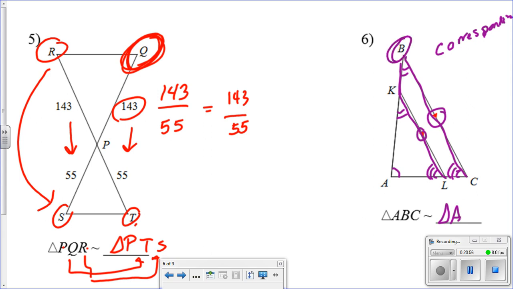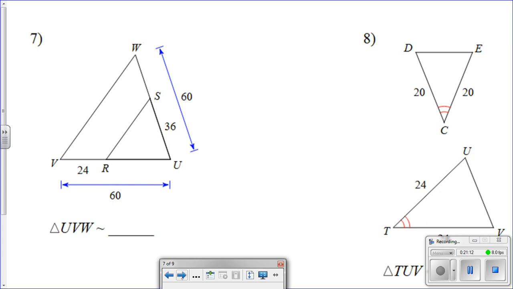Okay, so A in the big triangle is congruent to A in the smaller triangle. What corresponds with B? Well, hopefully you're looking going, oh, it must be K. So since B is second, K must be second. And then what corresponds with the C? Well, that would be L. So AKL.